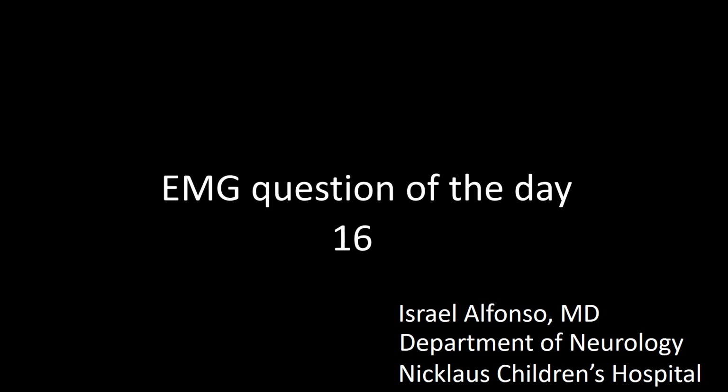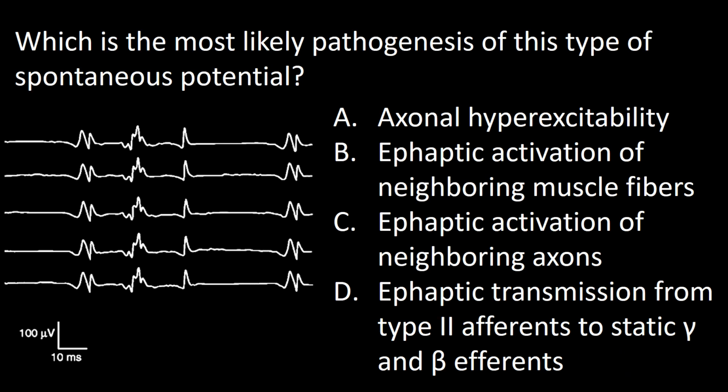EMG question of the day. Which is the most likely pathogenesis of this type of spontaneous potential? A. Axonal hyperexcitability. B. Ephaptic activation of neighboring muscle fibers. C. Ephaptic activation of neighboring axons. D. Ephaptic transmission from type 2 efferents to static gamma and beta efferents.